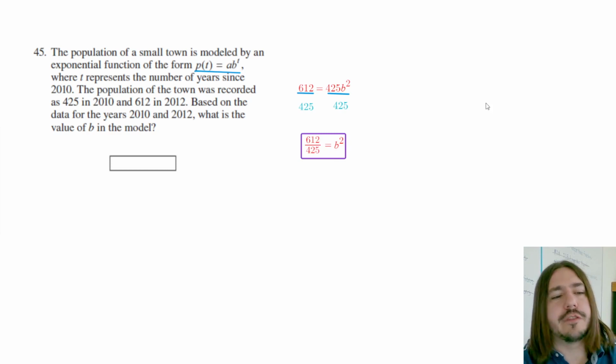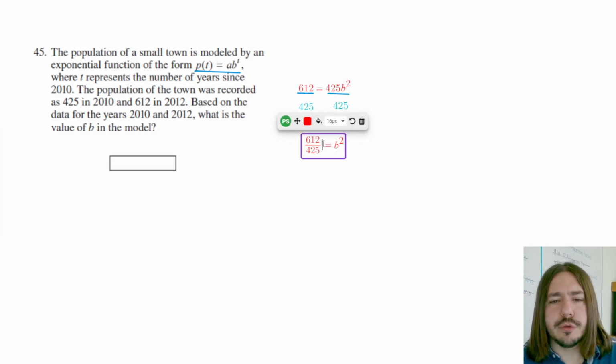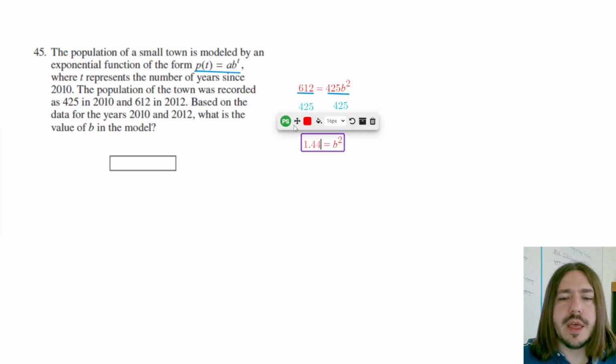I'm going to divide that out. Let's see, 612 divided by 425. Okay, so it's 1.44. So I'm going to replace this with 1.44. And now I need to take the square root of both sides.